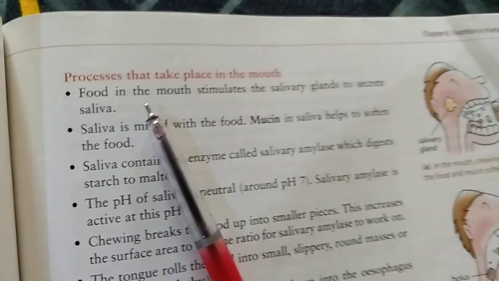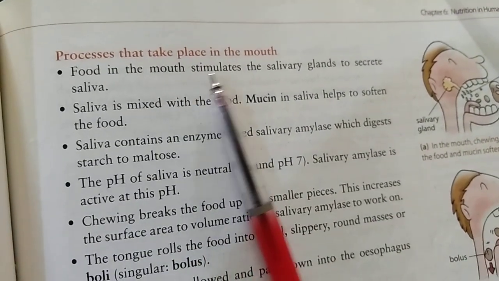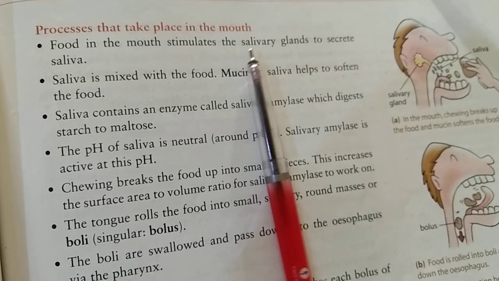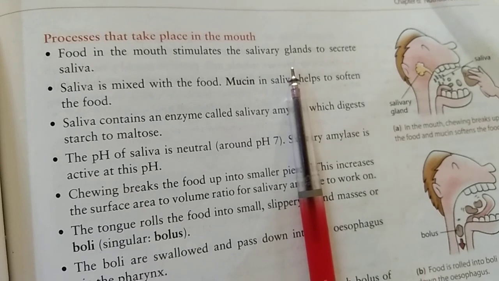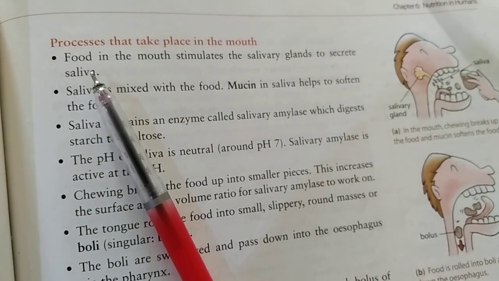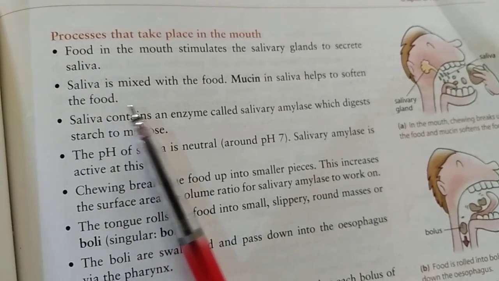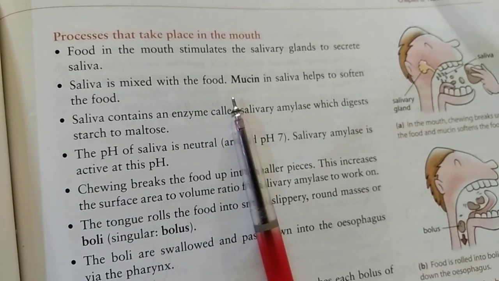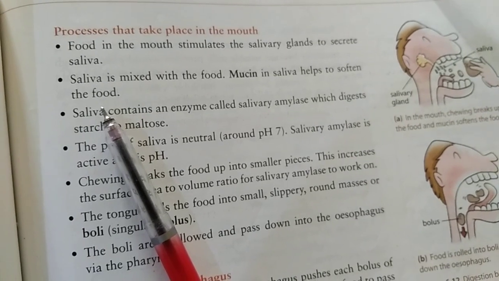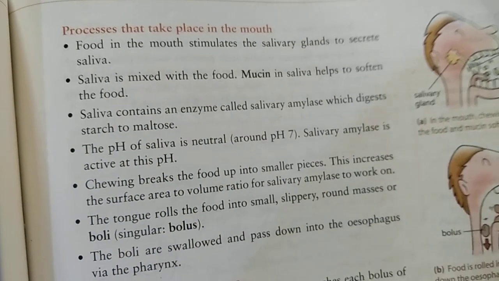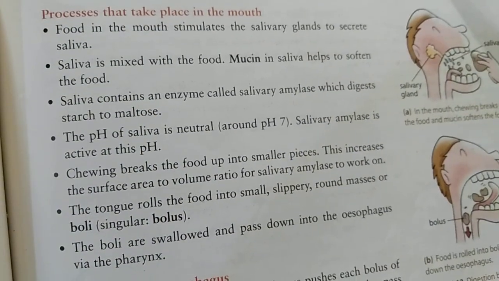Processes that take place in the mouth. Food in the mouth stimulates the salivary glands to secrete saliva. Saliva is mixed with the food. Mucin in saliva helps to soften the food. Mucin softens the food.